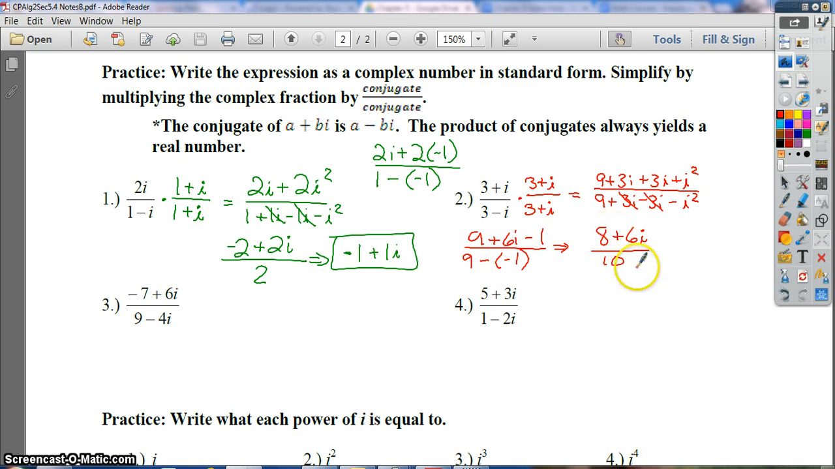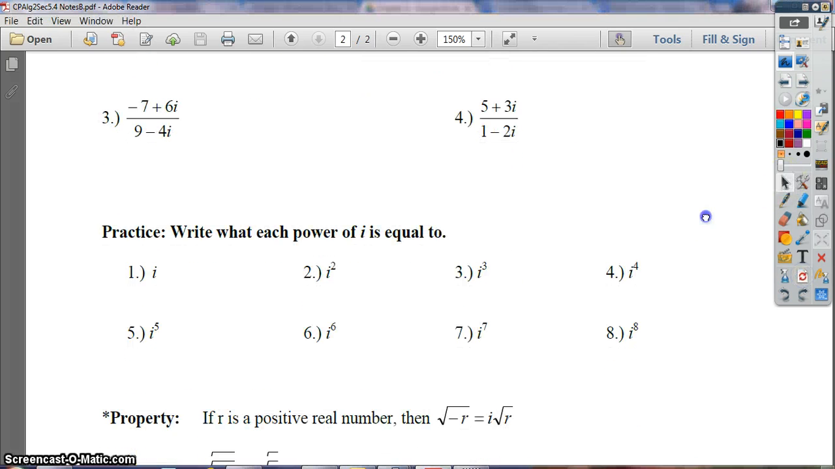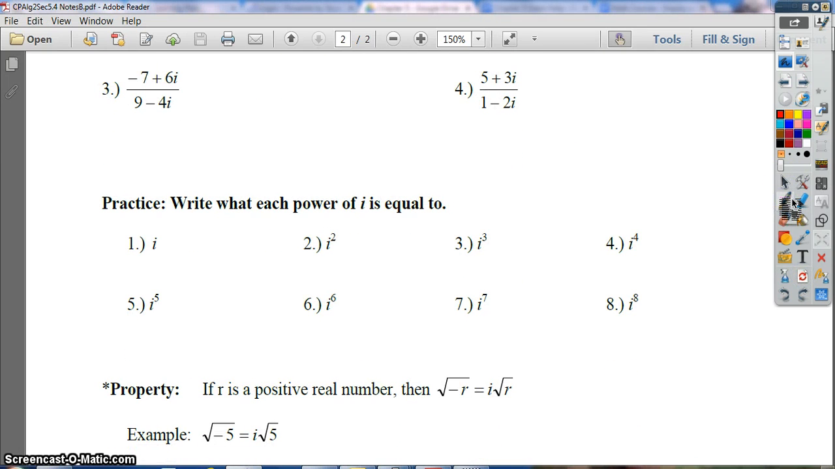All three of these are divisible by 2. So I'm going to divide all of them by 2. So this is 4 plus 3i all over 5. That's in lowest terms. So I divided everything by 2. Right. Still got to get rid of the i in the denominator. So this one, multiplied by 9 plus 4i, 9 plus 4i. Okay, so I'm going to FOIL the top.